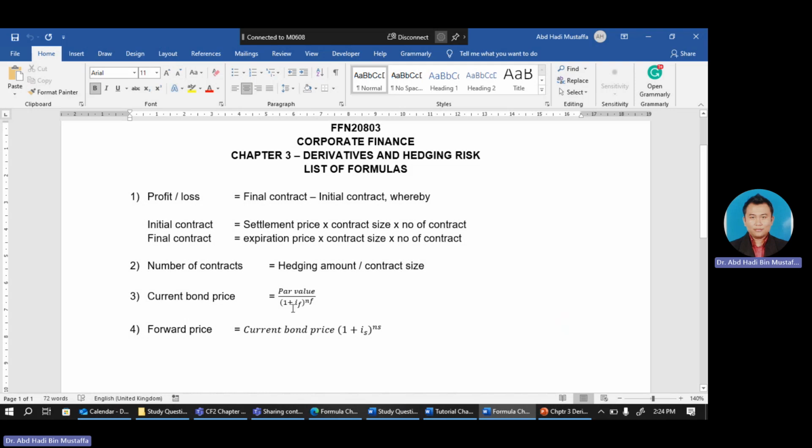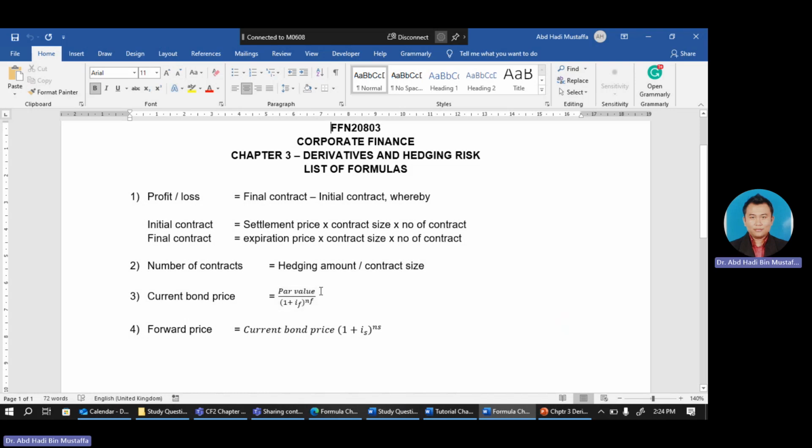Kemudian we have the current bond price: par value divided by 1 plus IF, multiplied by NF. And then the forward price: current bond price multiplied by 1 plus IS, multiplied by NS. Okay, what is the difference between F and S? S means spot. S tu bermaksud spot. Spot tu hari ini. F ni bermaksud forward.